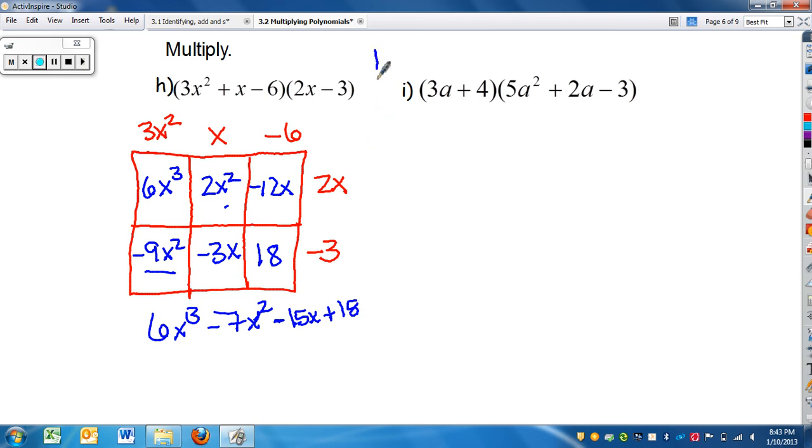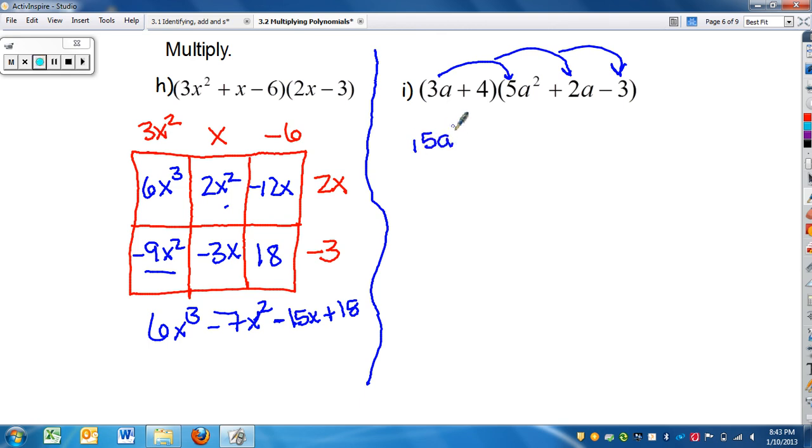So in I, again, I don't encourage you to distribute, but I'm just going to show you for those students who might be curious. You can use the box, it does help you stay organized. But what you would do, I have 3a. I would distribute it to all three terms in the next polynomial. So I go 3a times 5a squared, which gives me 15a cubed. 3a times 2a gives me 6a squared. There's 3 a's there.